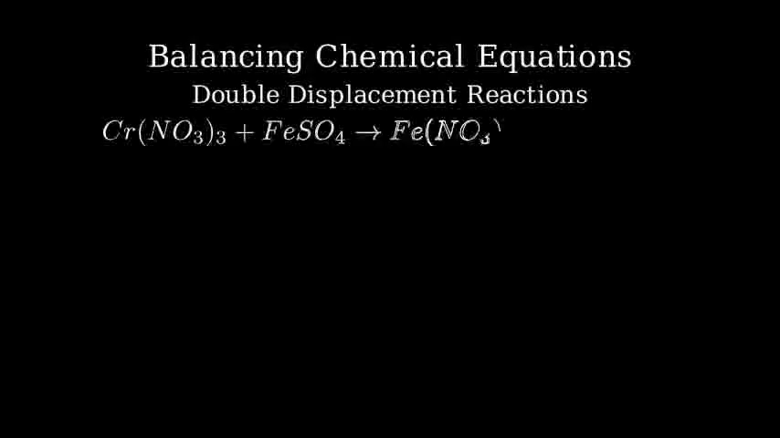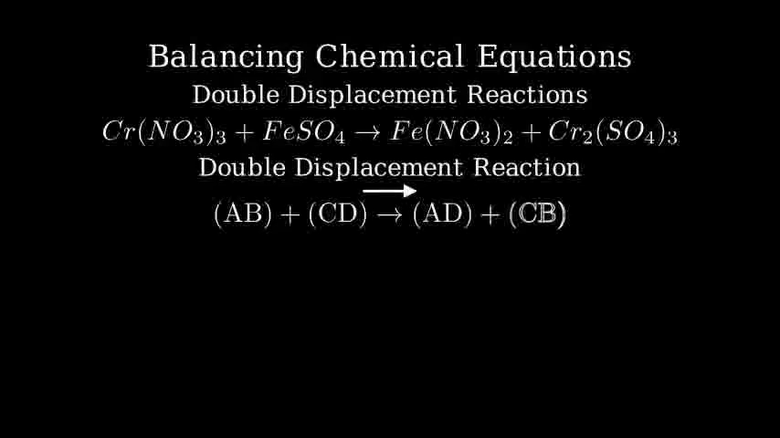We have chromium-3 nitrate, Cr(NO3)3, plus iron-2 sulfate, FeSO4, reacting to form iron-2 nitrate, Fe(NO3)2, and chromium-3 sulfate, Cr2(SO4)3. In a double displacement reaction, parts of two ionic compounds are exchanged and form two new compounds.